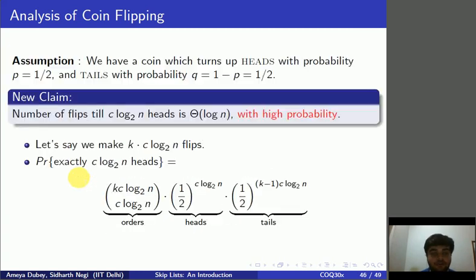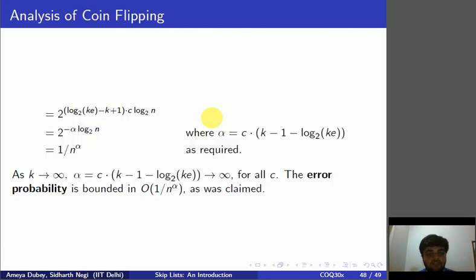So we have shown this result: the number of flips till C log n heads is theta log n with high probability, and since we have shown it is bounded with an error term of order 1 by n to the alpha, we have finally shown that this is indeed bounded in theta log n, as was claimed.